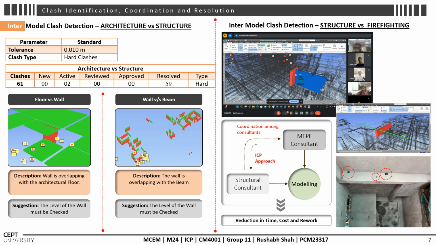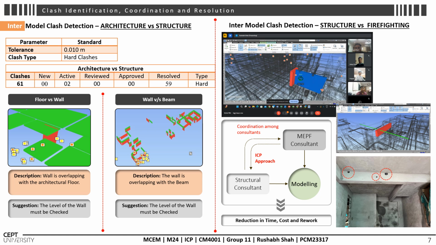Moving to clashes with other disciplines, such as structure versus firefighting. The consultant did not provide the sleeves drawing. Consequently, the contractor installed the sleeves independently, resulting in misalignment and requiring rework.